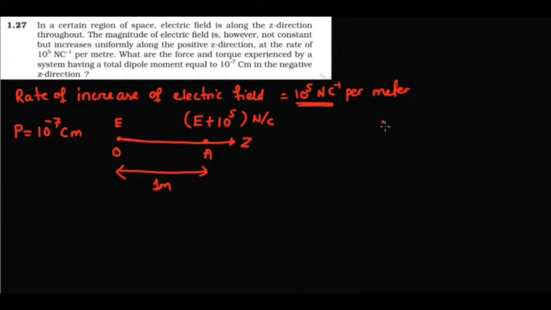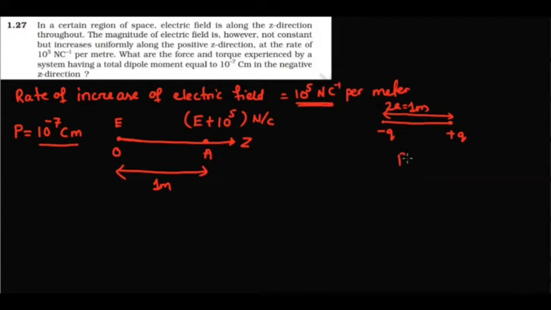We have an electric dipole, minus q and plus q are the two charges, and suppose the distance between the two charges is 1 meter, or the dipole length is 1 meter, meaning 2a is equal to 1 meter. So if we take the dipole length as 1 meter, then since the dipole moment is 10 to the power minus 7 coulomb meter, what will be the value of the magnitude of charge?